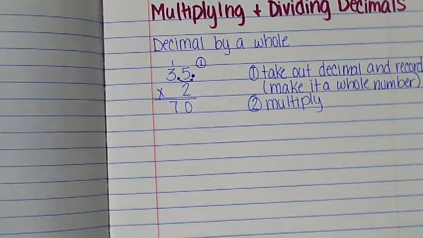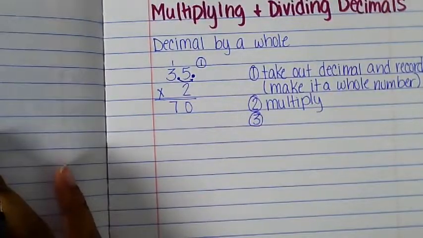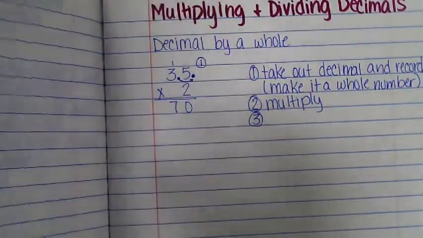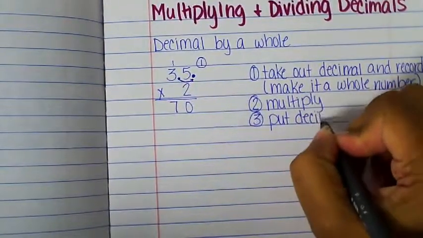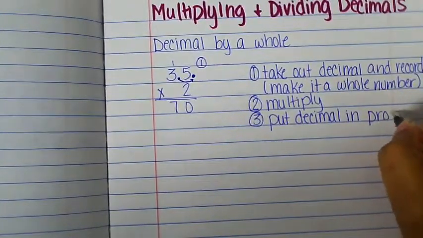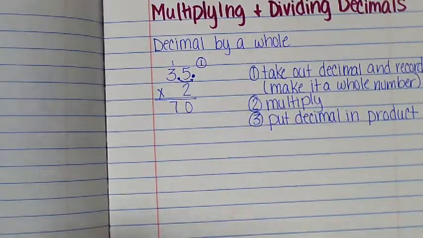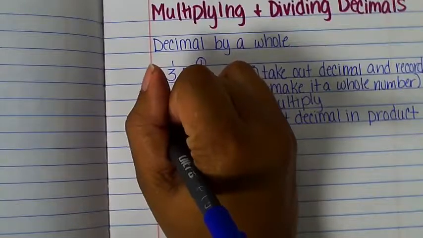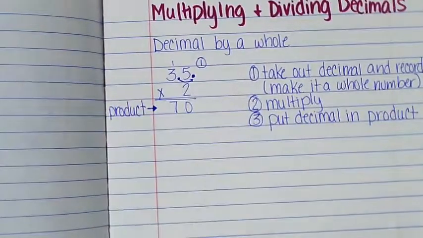All right, are we done? No, we have a third step. We're going to put decimal in the product. Okay, what is the product? The final answer. Thank you for raising your hand. So over here, I'm going to put an arrow and write product, so you remember what it is.